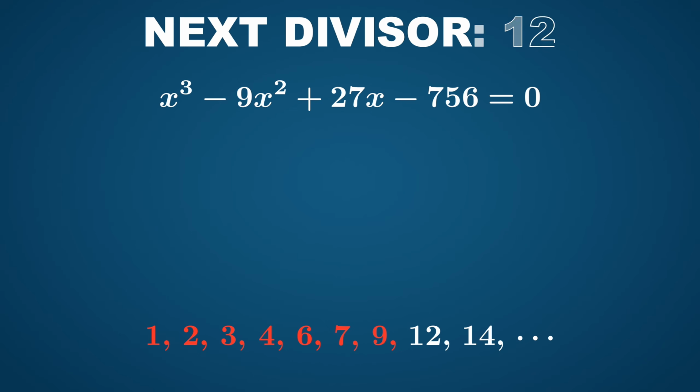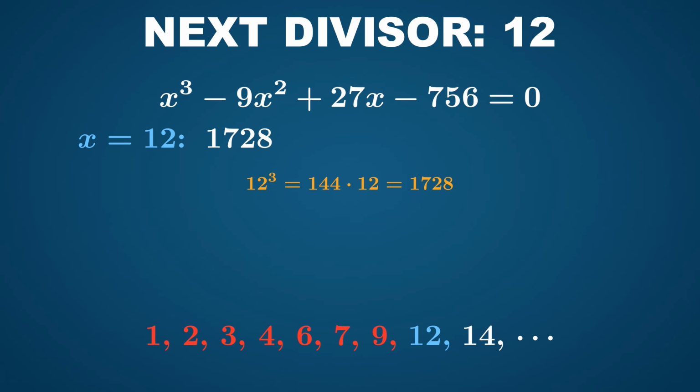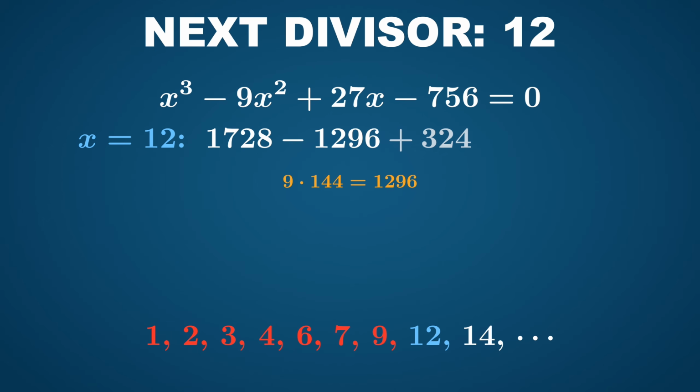On the divisor list, the entry right after 9 is 12. For x equals 12, the cube is 144 times 12, or 1728. The square term is 9 times 144, which equals 1296. The linear term is 27 times 12, which comes to 324. So we evaluate 1728 minus 1296 plus 324 minus 756.